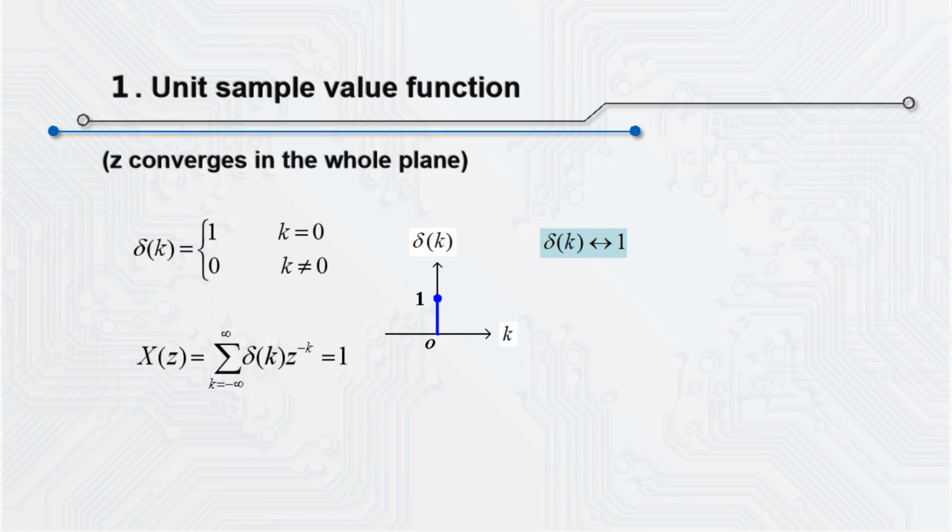We can solve according to the definition of the transformation. After the definition of the Z-transform is calculated by the corresponding summation, only one item can be summed. So, the Z-transform corresponding to delta of k is 1. We express the convergence in the full plane as follows.